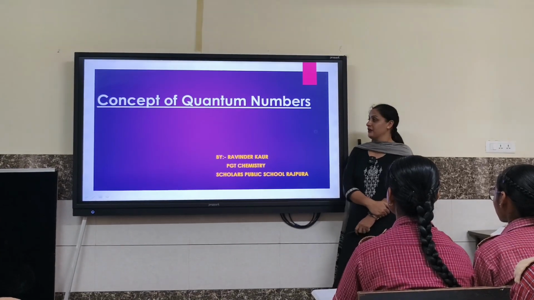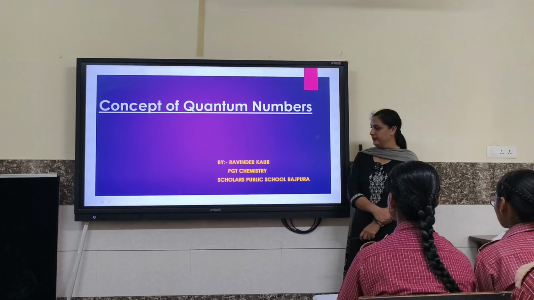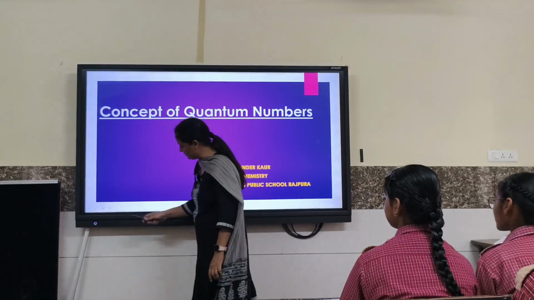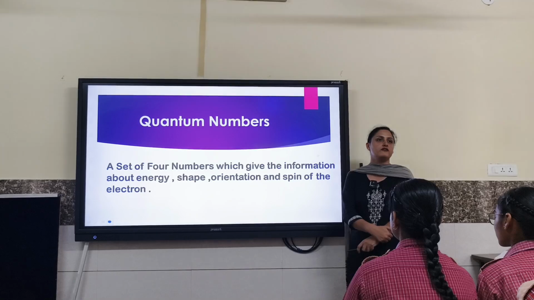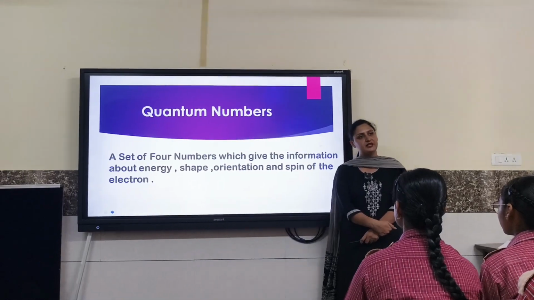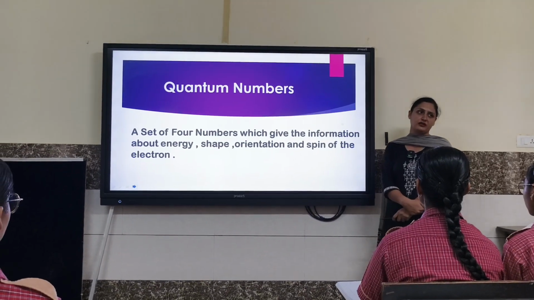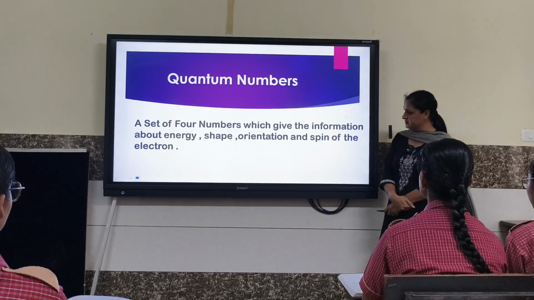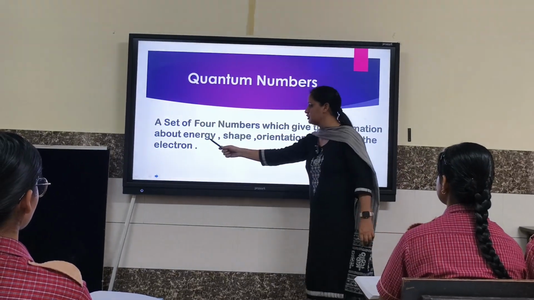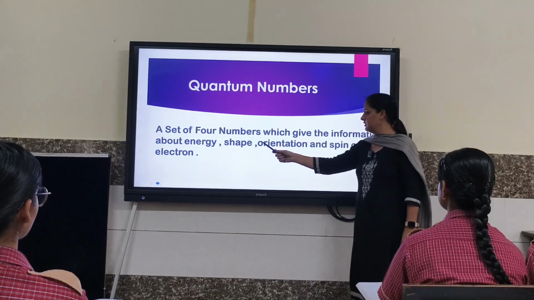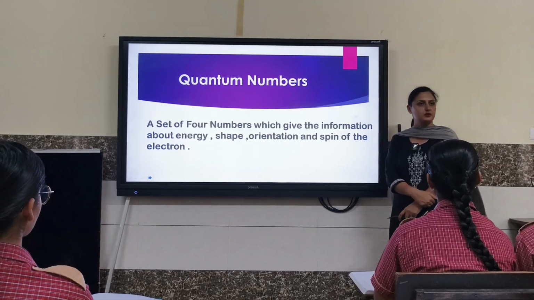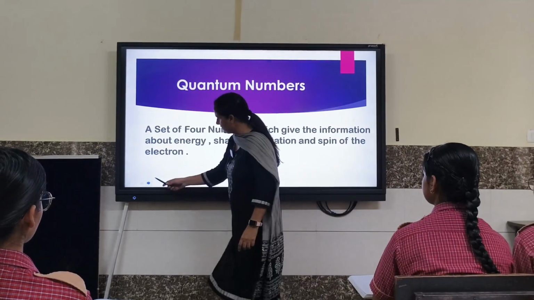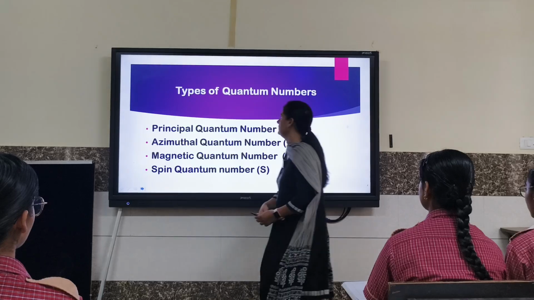So let's start. We are going to study about quantum numbers. Now the question arises, what are quantum numbers? These are the set of 4 different numbers which will give the complete information, complete address of an electron. Now here the address of the electron means the energy of the electron, shape, orientation and spin of the electron. Okay, bachcho? So let's start to study their types.